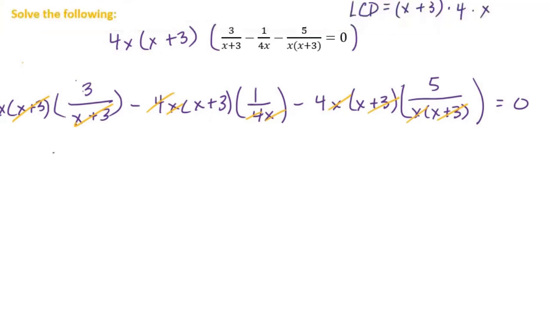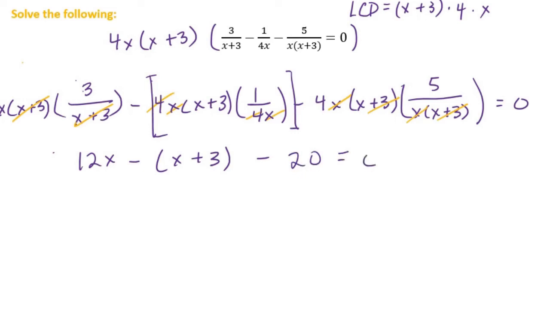What do we have left here? So we have 4 times x times 3, or 12x. From the second term, we have negative x plus 3 times 1. So we have to be careful to write that x plus 3 in brackets because we are subtracting everything that comes afterwards. We won't make those look like absolute value bars. Here we have negative 4 times 5, so negative 20. And that's all equal to 0.